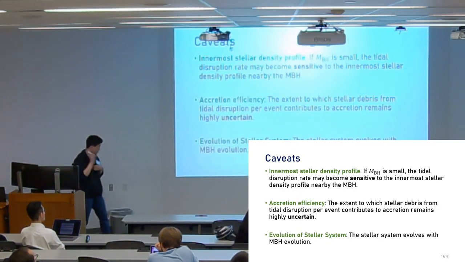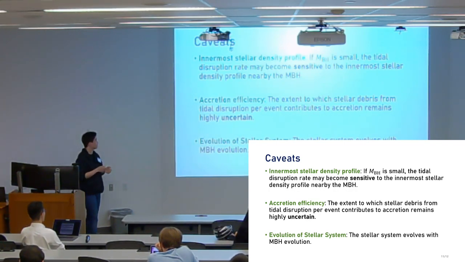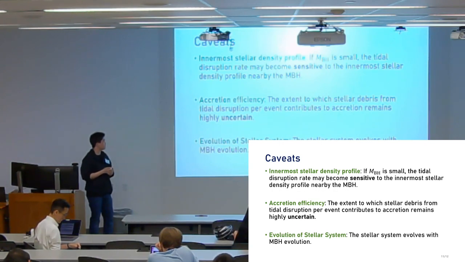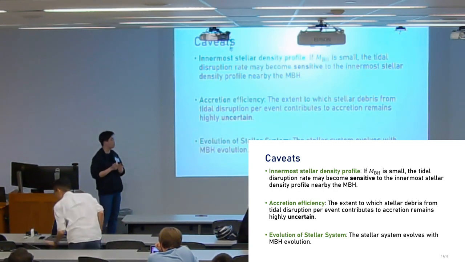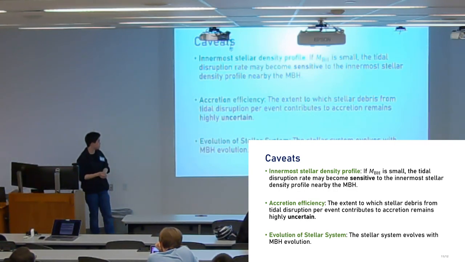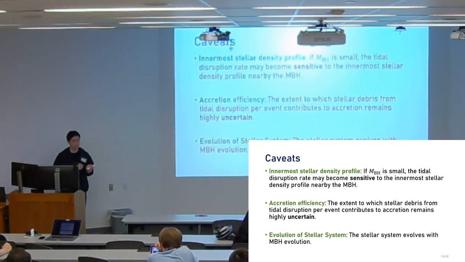To summarize, I want to say that there are still caveats in my work. One is that the innermost stellar density profile is rather uncertain. If the mass of the black hole is small, then it may be quite sensitive to the innermost stellar density profile, but it is hard to resolve. And the accretion efficiency per tidal disruption event is also uncertain. And the evolution of the stellar system, which is still not resolved in a high-resolution galaxy-scale simulation, may affect the entire history of tidal disruption accretion.